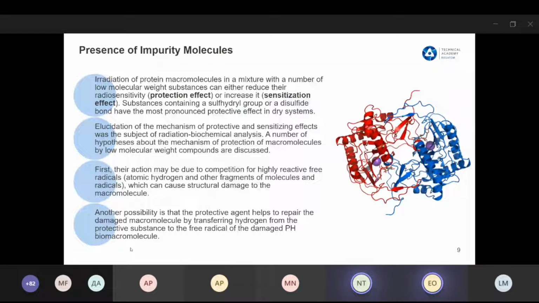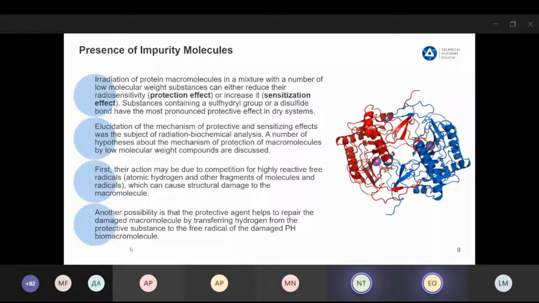Substances containing a sulfhydryl group or disulfide bond have the most pronounced protective effect in dry systems. At the same time, the addition of sucrose increases the degree of enzyme inactivation, for example, ribonuclease by 2.6 times. A number of carbohydrates have a similar effect.